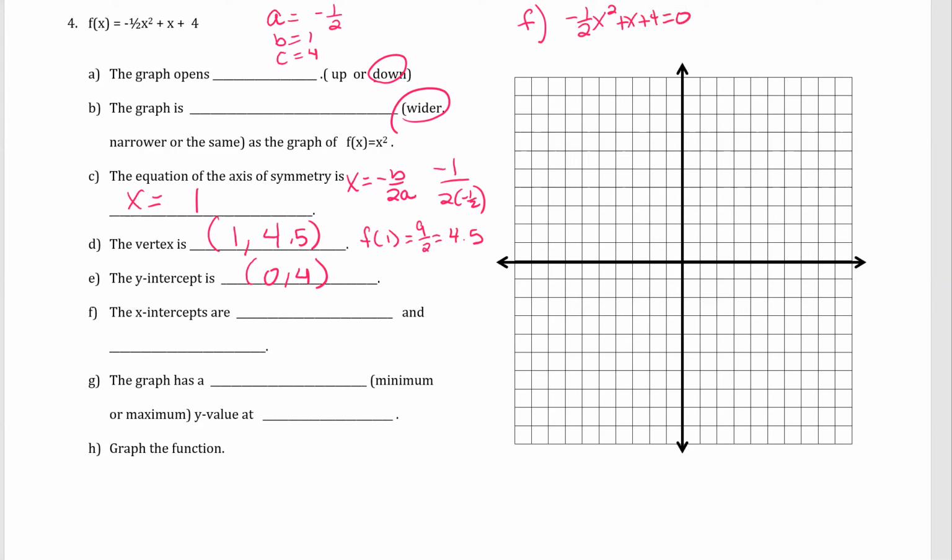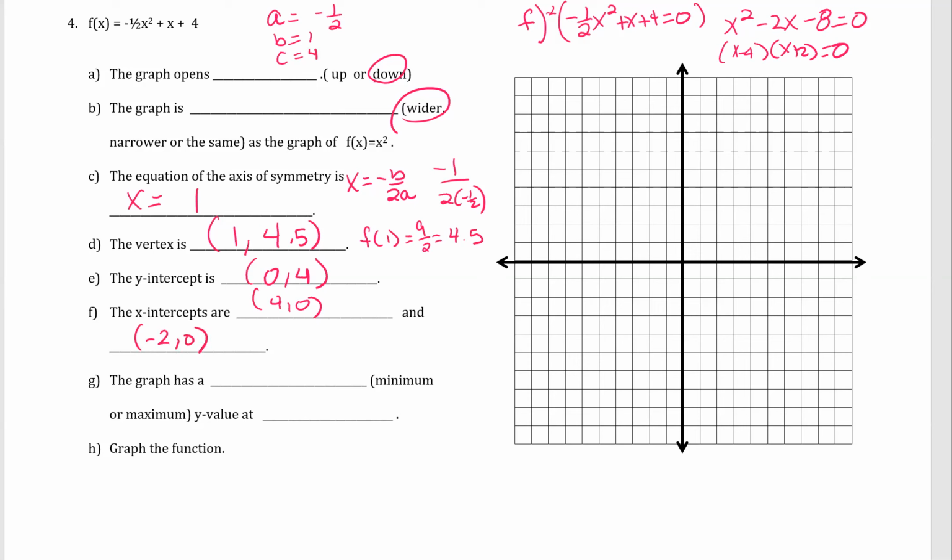I don't particularly want to try to factor with a -1/2, so I'm going to multiply the entire equation by -2. And now this is much easier for me to factor. That'll factor into x minus 4, x plus 2. So I know my x-intercepts are going to be 4, 0, and -2, 0.